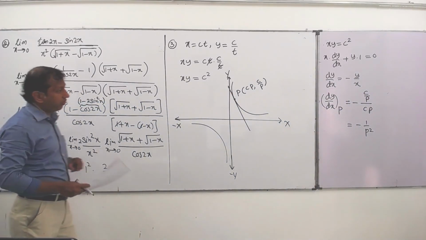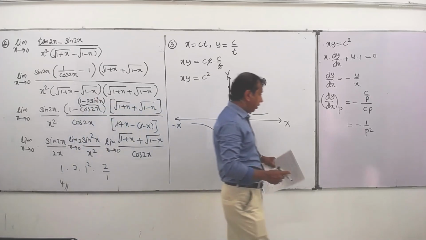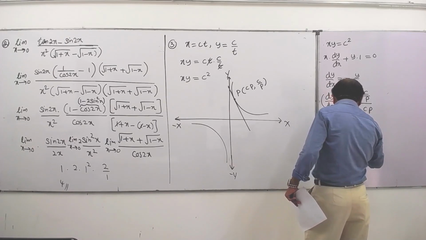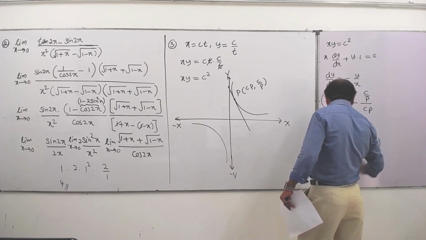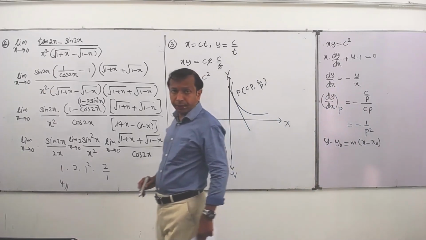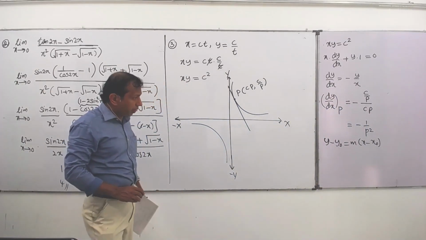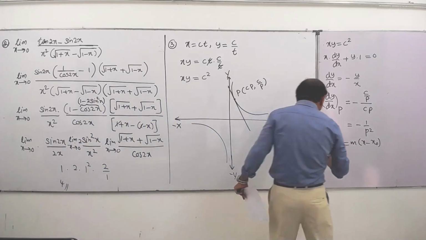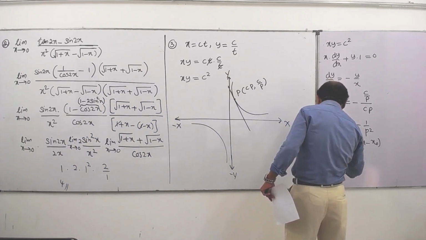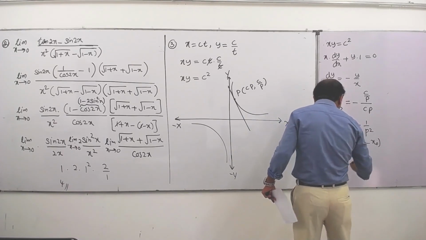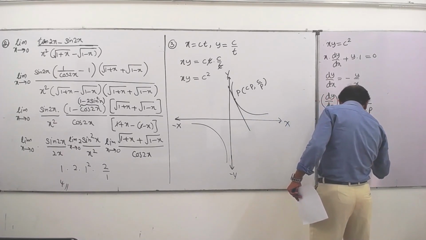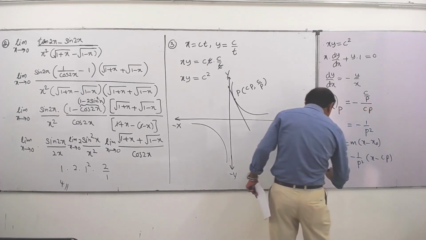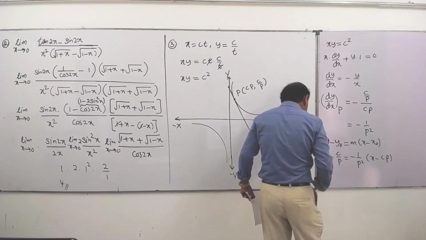Now we are asked the equation of the tangent. The equation we can find of the tangent by using y minus y naught equals gradient times x minus x naught. Using this we can find the equation of the tangent. There m is minus 1 over p squared, and x naught, y naught are this and this. Then y minus y naught means y minus c over p, gradient means minus 1 over p squared, x minus x naught means x minus cp.